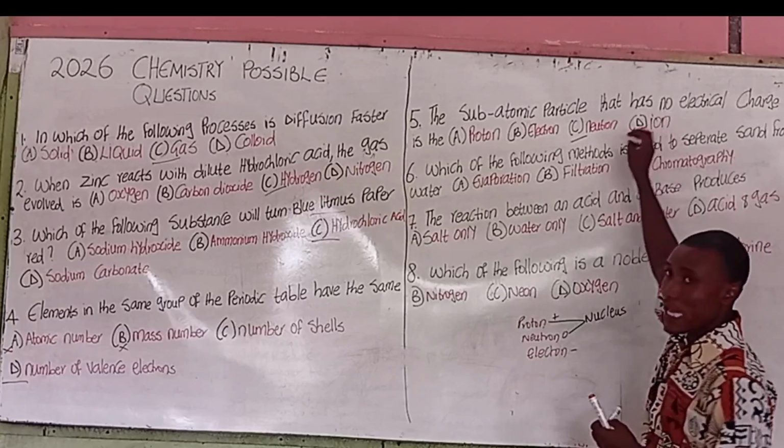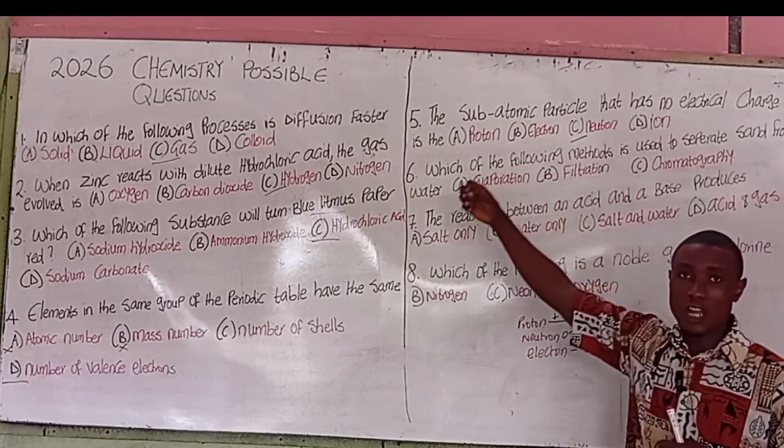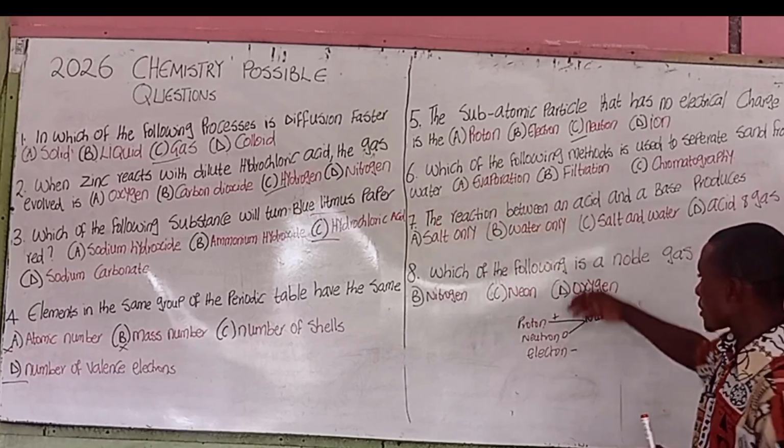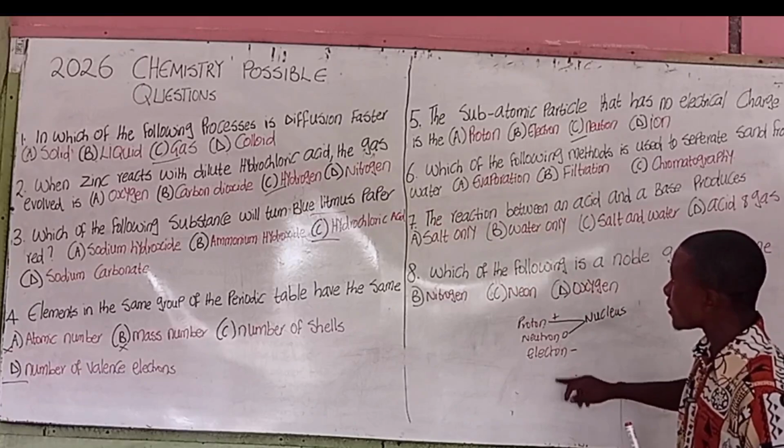So the ions are basically electrical charges. This charge can either be positive or negative, right?